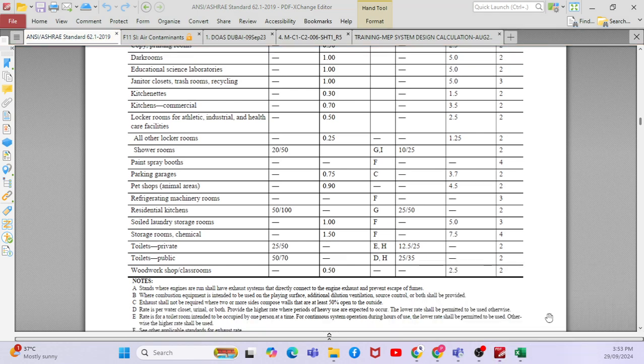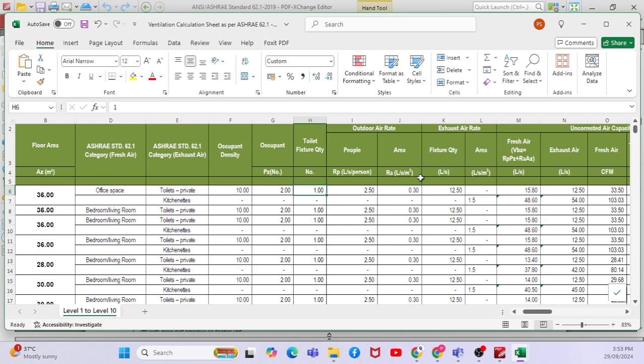Now, if I go to the table, I have to calculate my fresh air requirement. So how do I calculate fresh air? What is the fresh air required for the people, multiplied by the number of people, plus the fresh air required per square meter multiplied by the total square meter. Then I can calculate the fresh air requirement. Then for the exhaust air requirement, I calculate for the fixtures or for the area, multiplied by how many liter per second either per square meter or per fixture. Then I can calculate the exhaust flow rate.